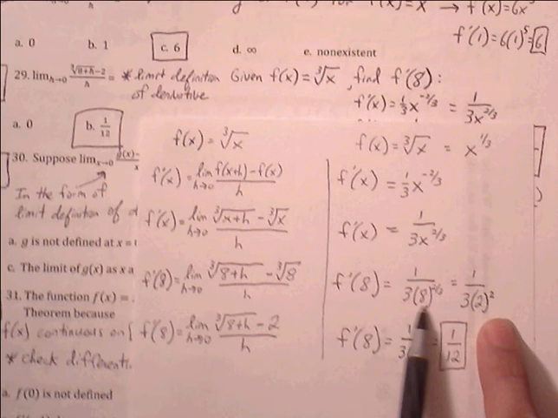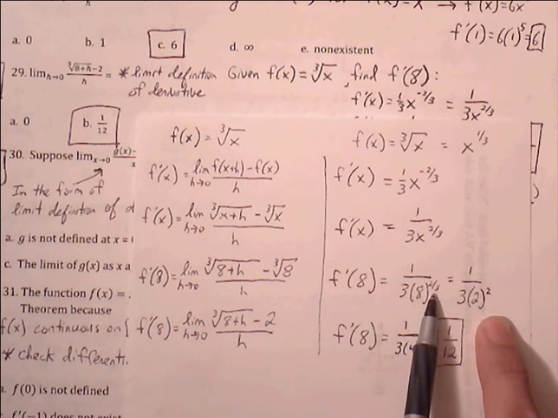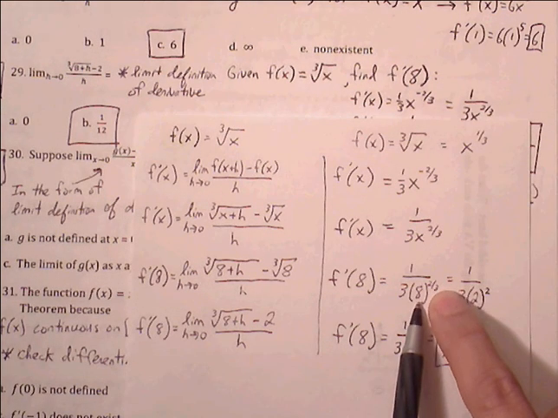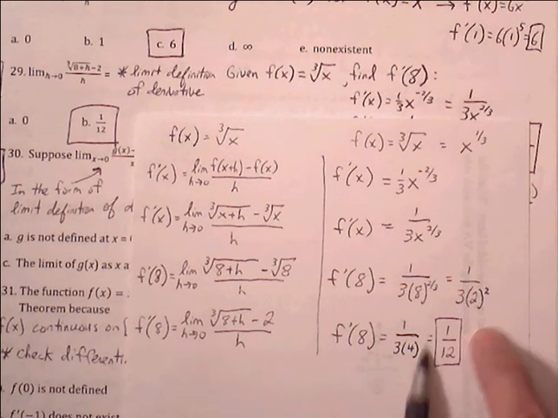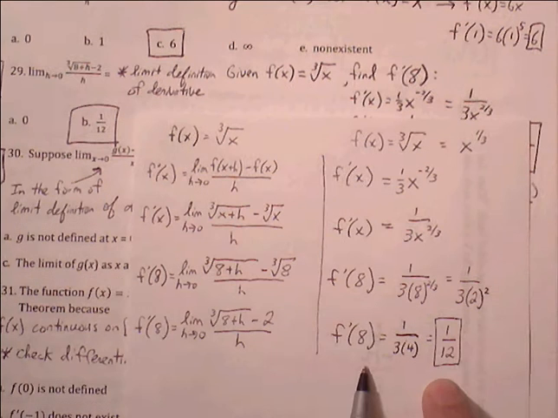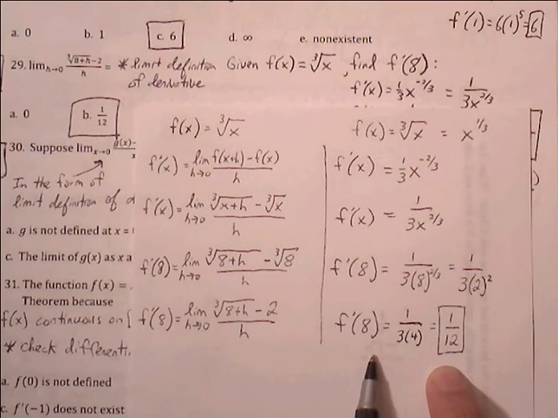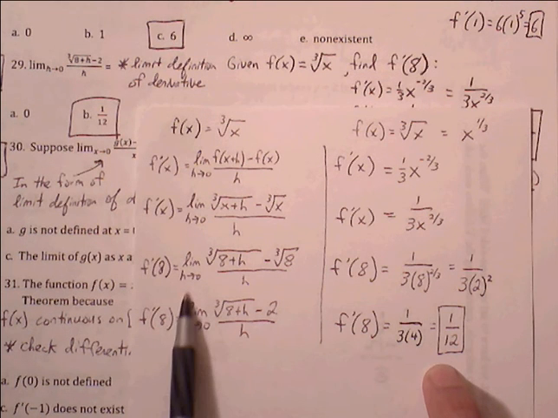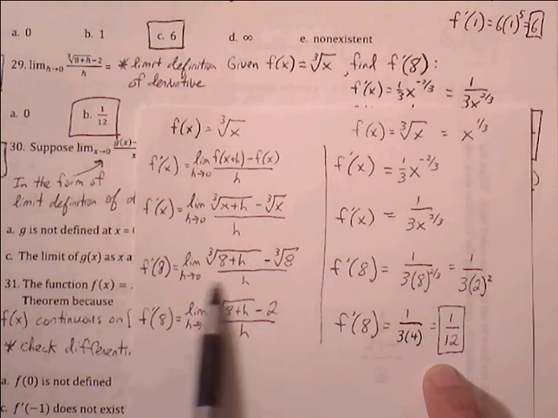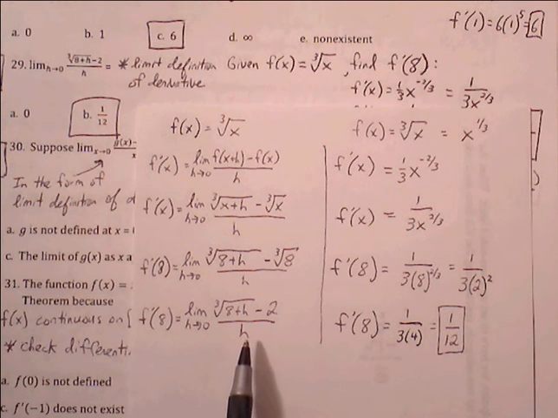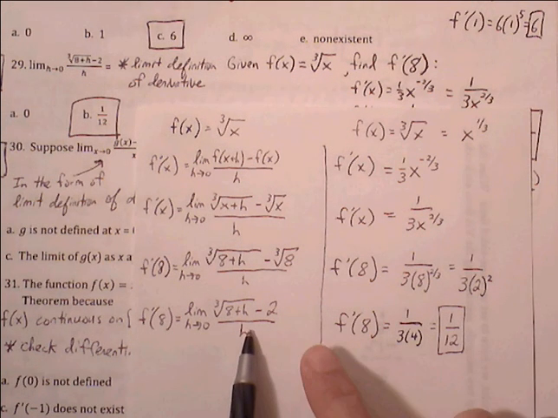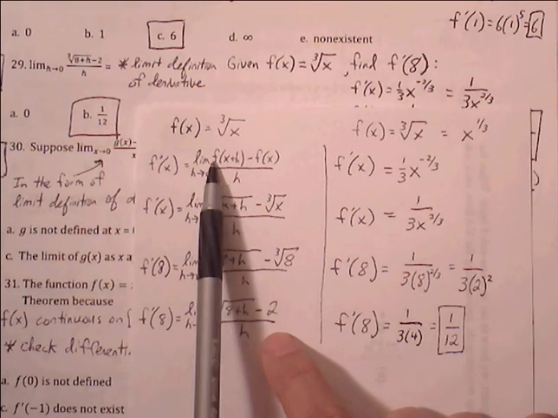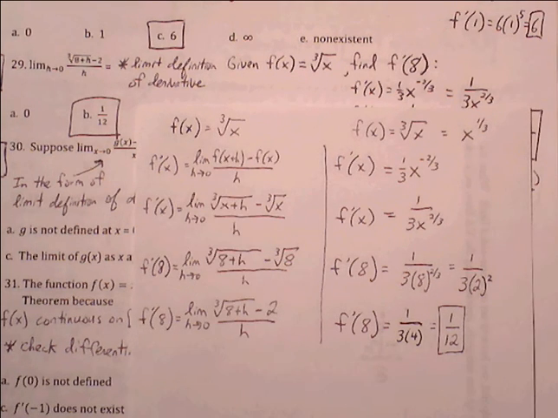So this is 1 over 3 times 8 to the 2/3. 8 to the 2/3 is the same thing as saying the cube root of 8, squared. So cube root of 8 is 2. 2 squared is 4. 3 times 4 is 12. So f prime of 8 is equal to 1/12. Okay, but it is presented in a way that is asking you to see the connection between this notation and that this is referring to the limit definition of a derivative.